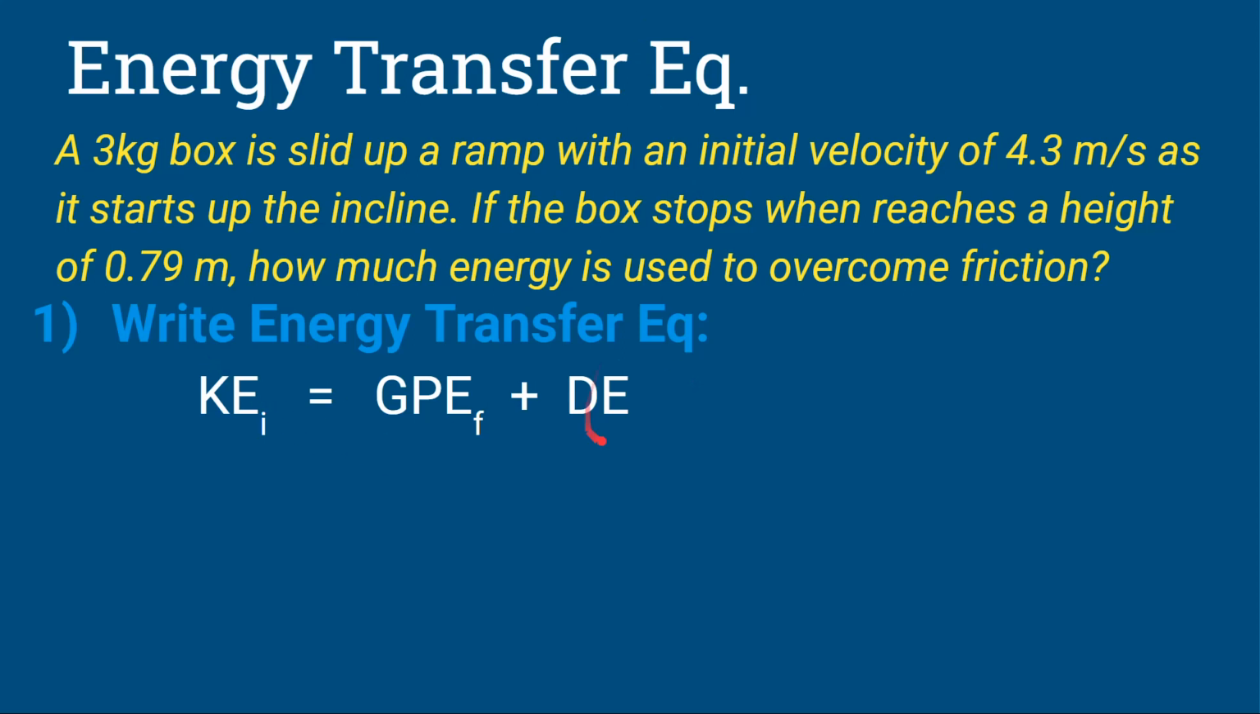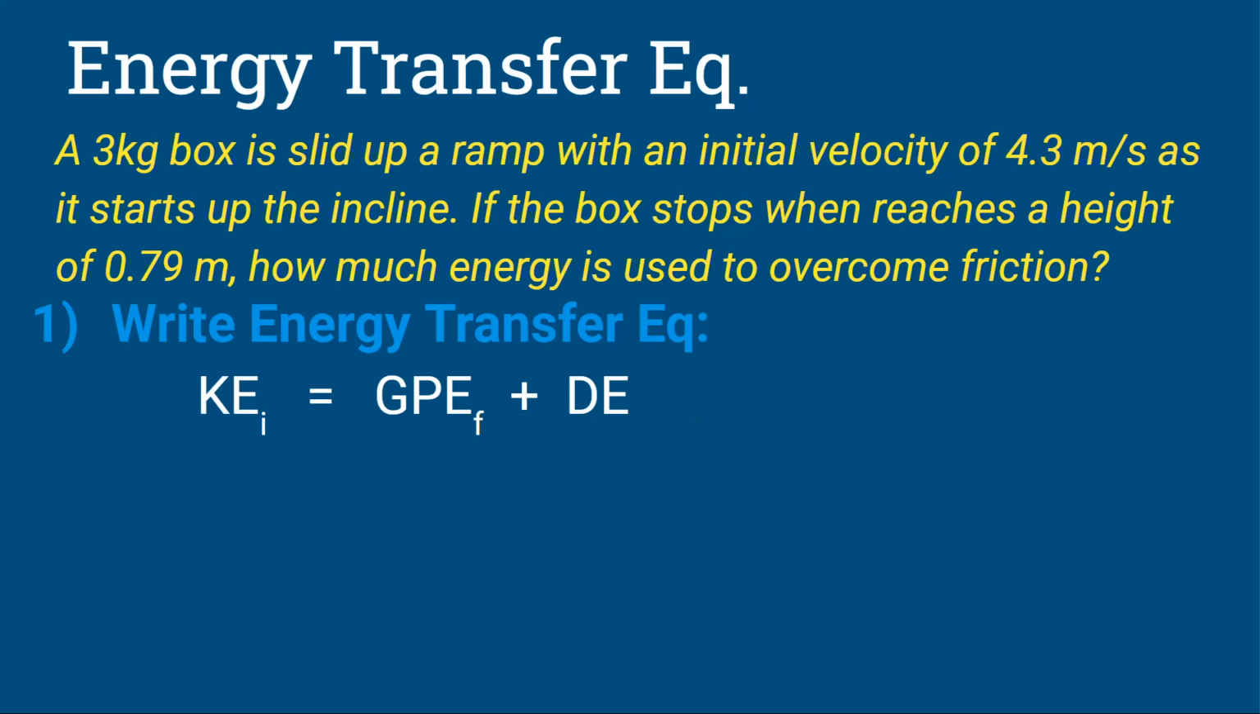I have it included here as dissipated energy. I'm going to show you this way. If you have negative work, you can include it as dissipated energy on this side of the equation. It's the same thing mathematically. If I subtract it to this side, it's the same as adding it to that side. Either way, whichever one makes more sense to you.